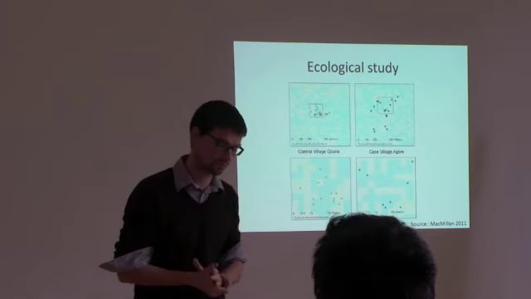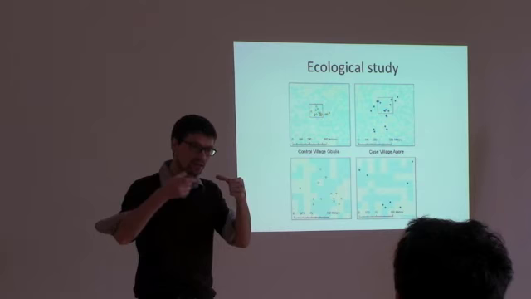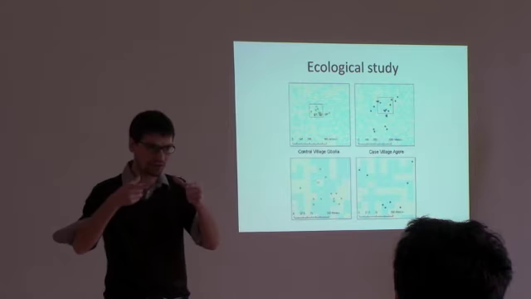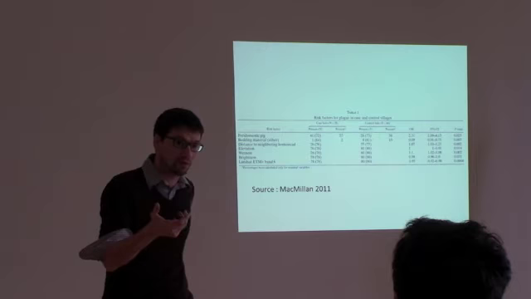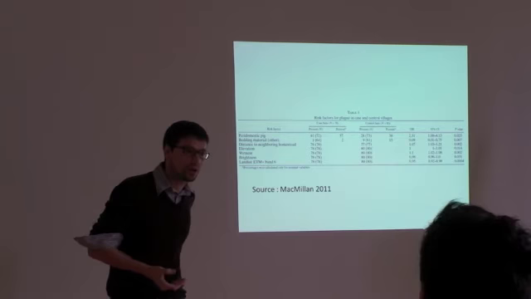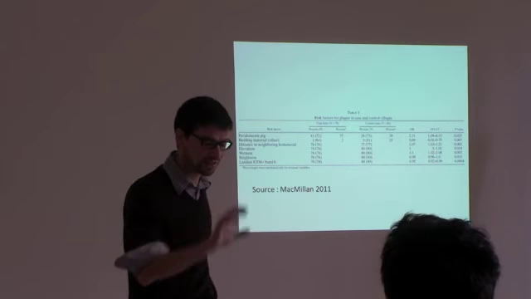So again here, it's an ecological study, as the unit of study is not the individual, but it's actually a village or an aggregation of people. And the output of this classification could be used in a simple logistic regression model, where you try to see if there's an association between that variable and the outcome, plague in this case.